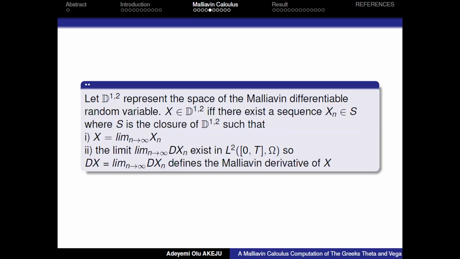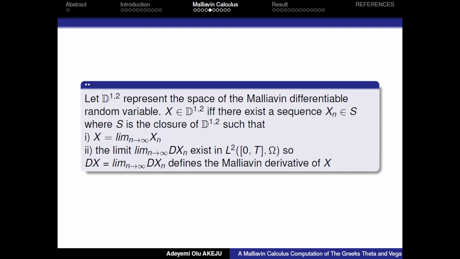Clark-Ocone formula. Now, we consider the space of Malliavin differentiable random variables, D^{1,2}, which is also a square integrable space. If you pick X, a variable defined in that space, such that we have a sequence Xn in the closure of our Malliavin differentiable random variable space, then X becomes the limit of that sequence.